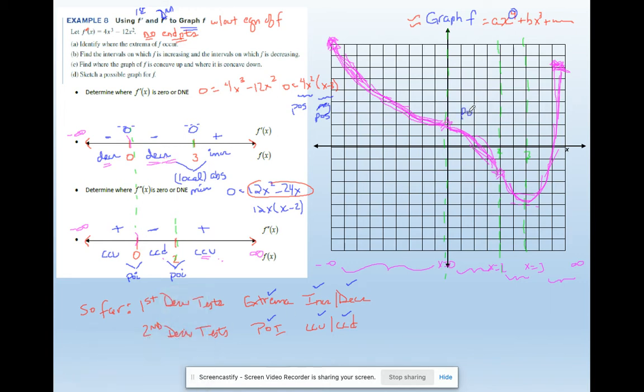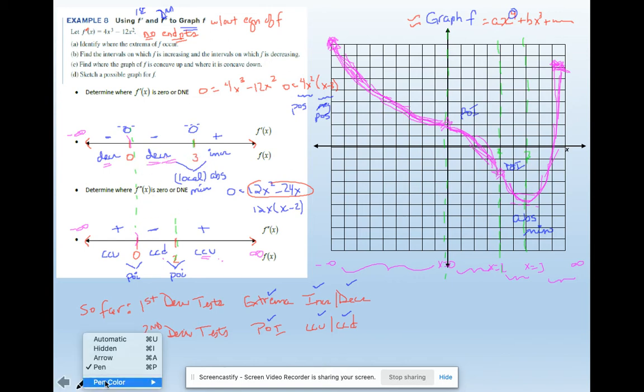Again, I can't give you full coordinates of the points of inflection, but there are 2 points of inflection and an absolute min. The heights of those points of inflection, the heights of any extrema, are relative, right? You're not going to be graded on that, but you're going to be graded on where they are. The points of inflection need to be at 0 and 2, and the local and absolute min needs to be at 3.